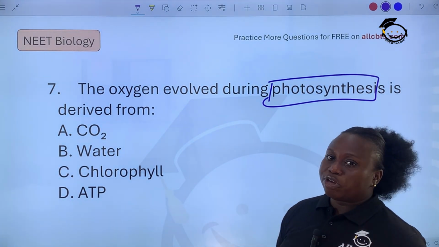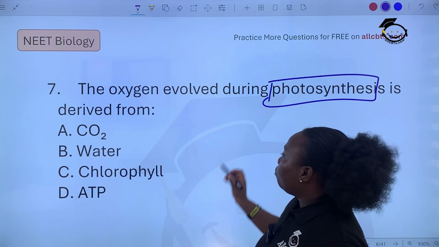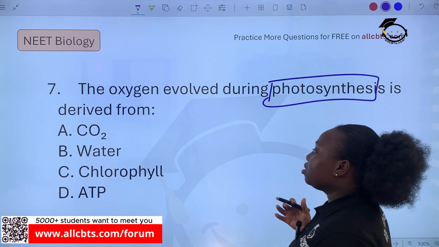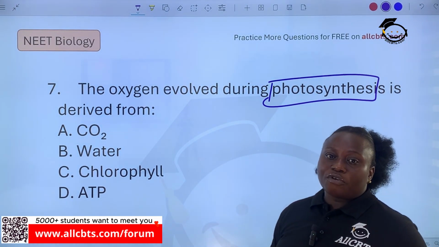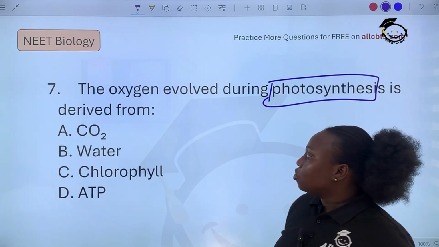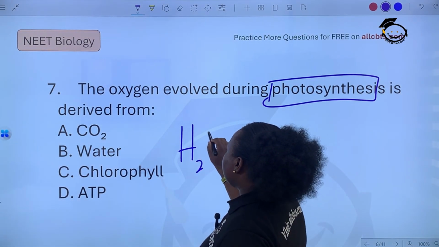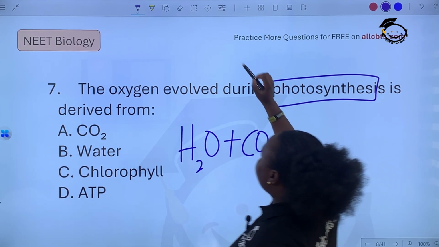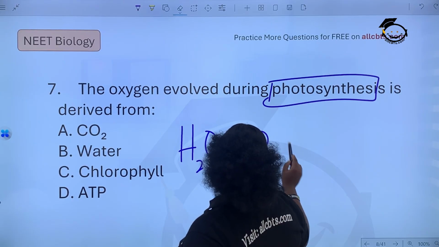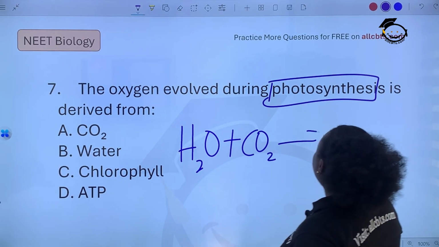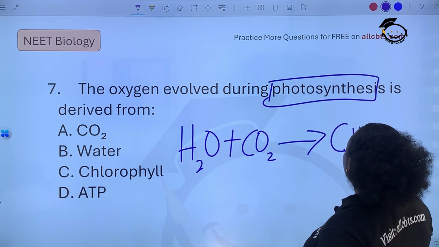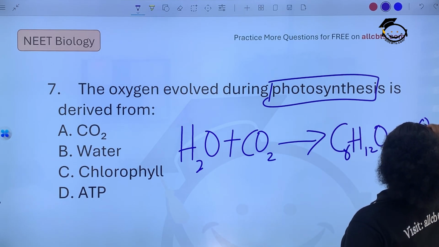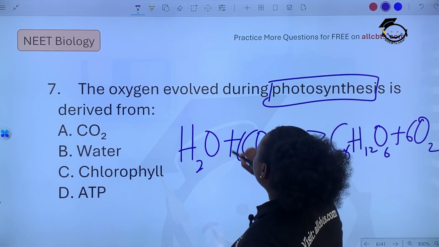Before we do that, let's write the equation for photosynthesis. Now we can see that it is the process by which green plants manufacture their food in presence of sunlight, and they give off oxygen as their byproduct. So they need water, that's H2O, they need CO2 that will give us their food, which is C6H12O6 plus oxygen as the byproduct, O2. Then you can balance your equation like this.